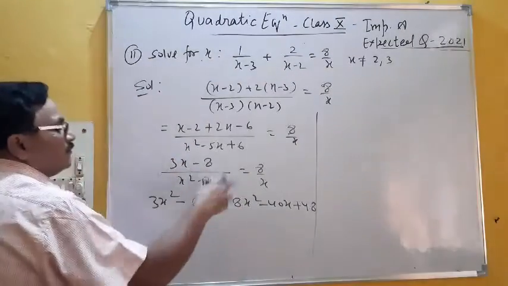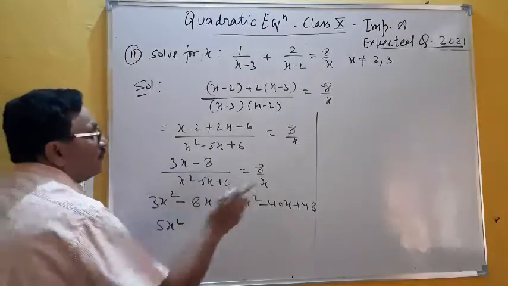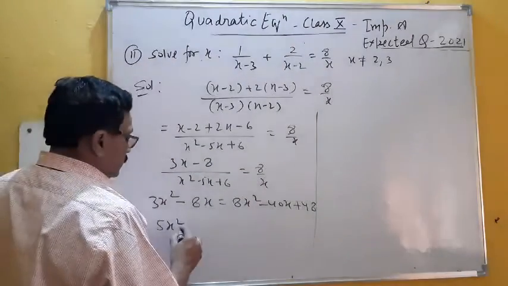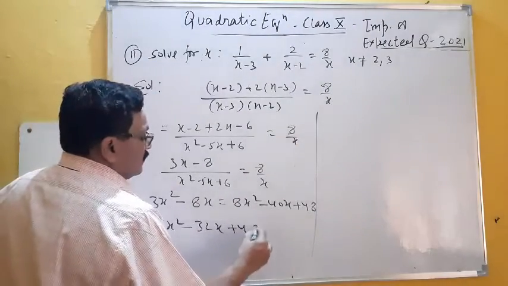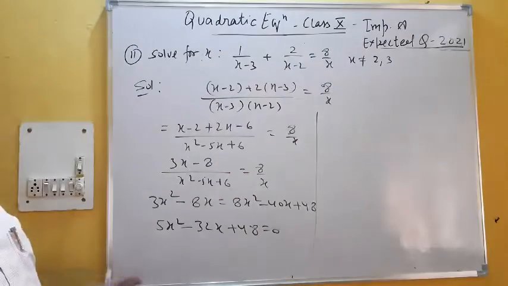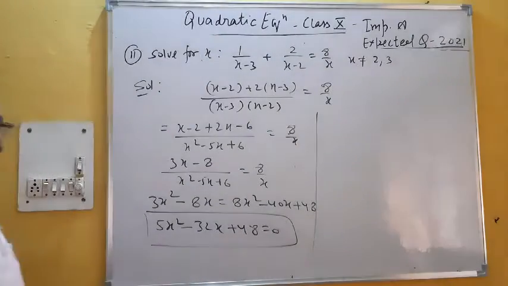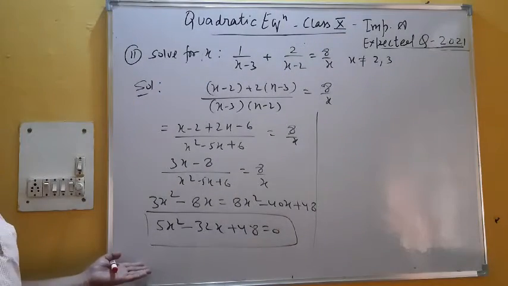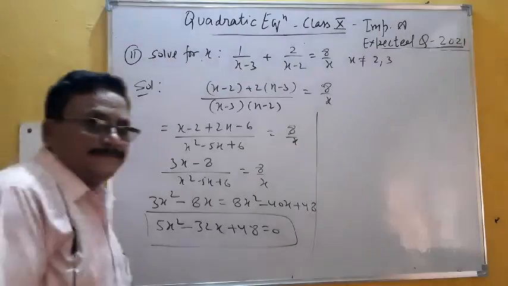Transfer the terms. I always transfer to make the positive part. You get 5x square, since 3x square you will take this side, 40x plus 8x minus 32x plus 48 equal to 0. After that, I leave this part for you. Any method you can apply. You want to solve by splitting the middle term or the quadratic formula, whatever it is. I am solving this by splitting the middle term.